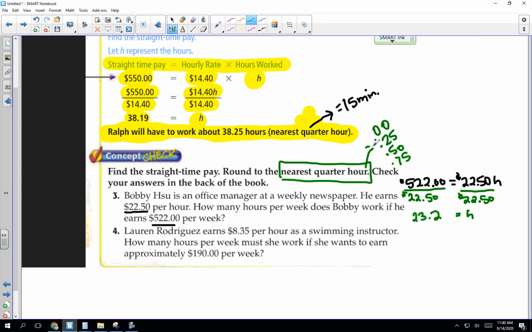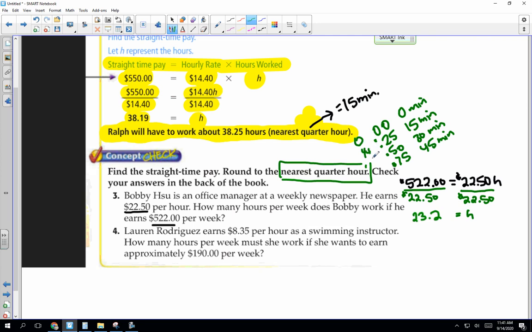Okay, so the nearest quarter hours, this is 0 minutes. Check this out. There's a decimal point right here. So 0.25 is 15 minutes, 0.50 is 30 minutes, and 0.75 is 45 minutes. And you guys are going to have to know this.